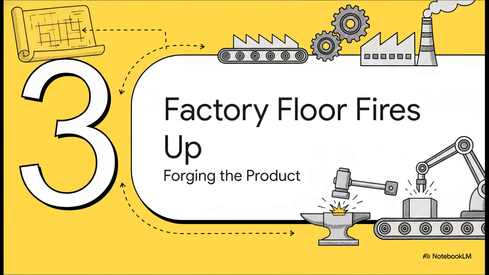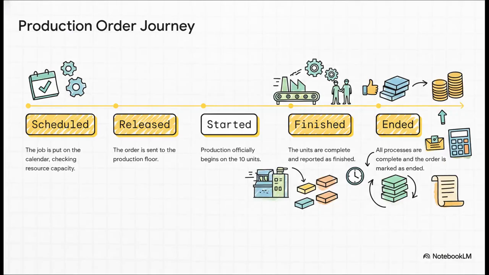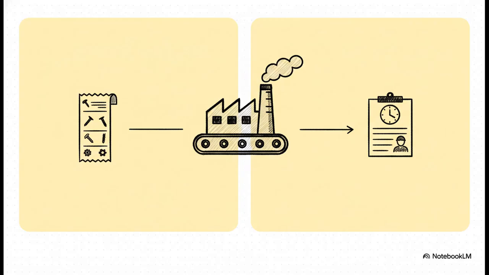So, with the blueprint approved, the digital plan now moves into the physical world. The factory floor gets the signal, and it's time to start forging the actual product. Now, once it's on the factory floor, the production order has its own little journey. It starts as scheduled, which basically puts it on the production calendar. Then it gets released to the team on the floor. The status flips to started the very moment the work begins. Once those 10 units are built, it's reported as finished. And finally, after all the costs are tallied up, the order is ended, and that closes this chapter of its life.